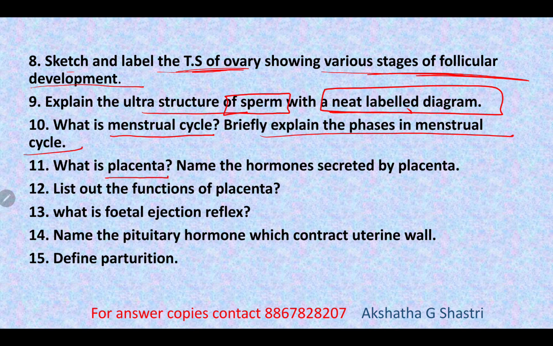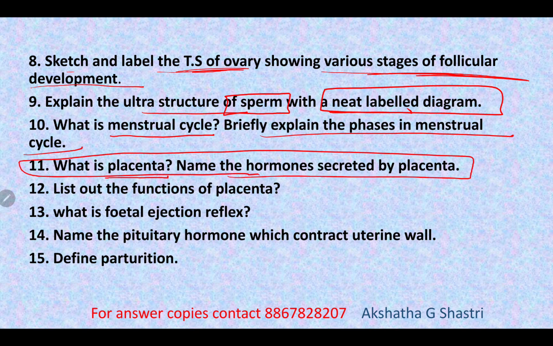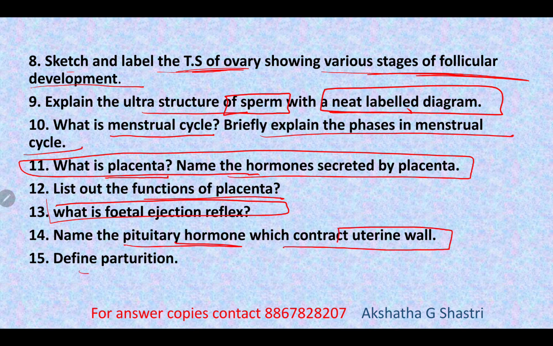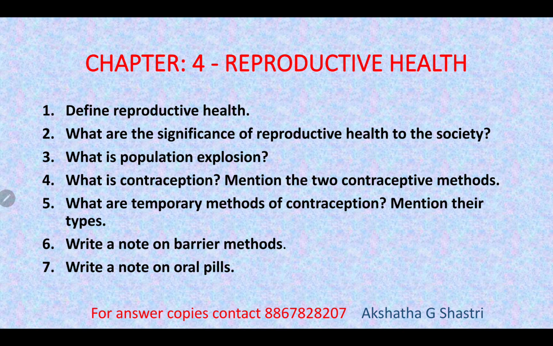What is placenta? Name the hormones secreted by placenta. Functions of placenta. And what is fetal ejection reflex? Name the pituitary hormone which contracts the uterine wall. And define parturition. Let's go for the fourth chapter, reproductive health.